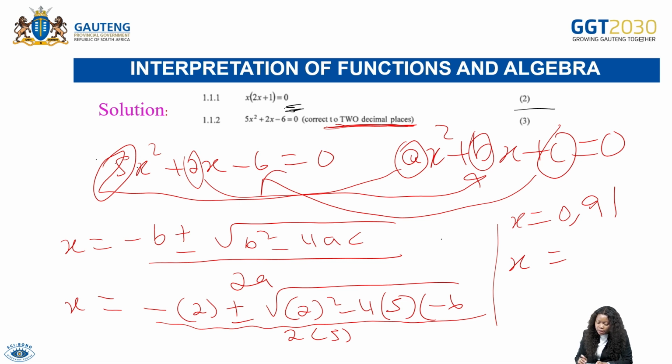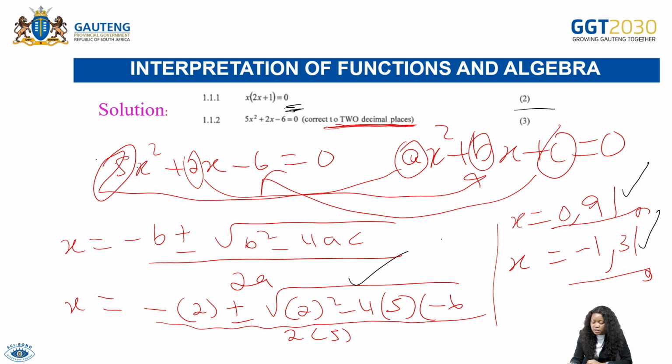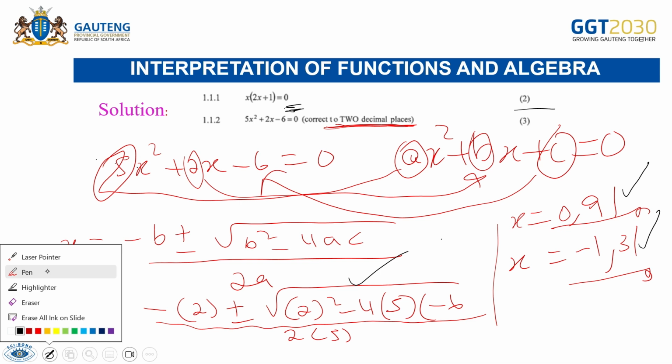Then you will get a negative 1,31. Since the third number after the comma is 3 and it's less than 5, you just take 31 as it is. Then you get your full 3 marks for doing all of that. You'll get a mark for the correct substitution, a mark for x equals 0,91, and a mark for negative 1,31. So always when they say solve for x and it's a quadratic equation and they say correct to 2 decimal places, you just use the quadratic formula.